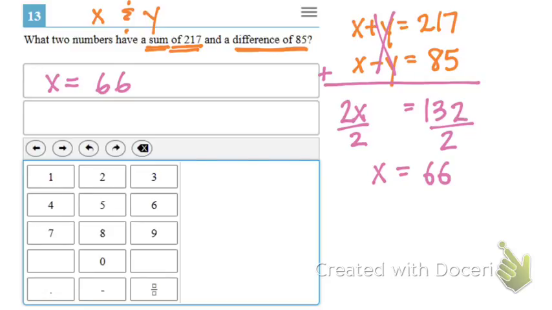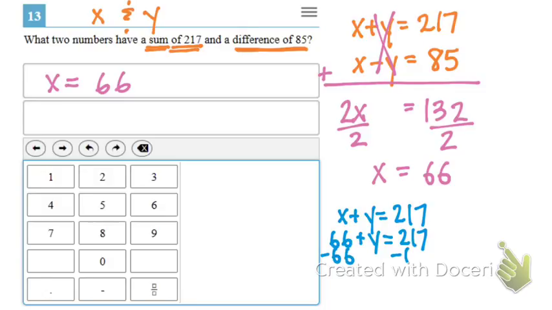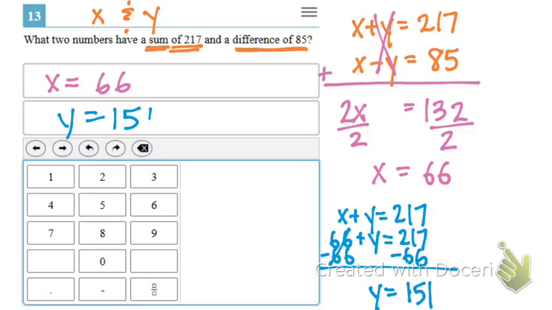So for instance, if I want to use that first one, X plus Y equals 217. If I know X is 66 now, this now is 66 plus Y equals 217. And if you subtract 66 from both sides to solve for Y, you see that Y equals 217 minus 66, which is 151. So our two numbers are 66 and 151.